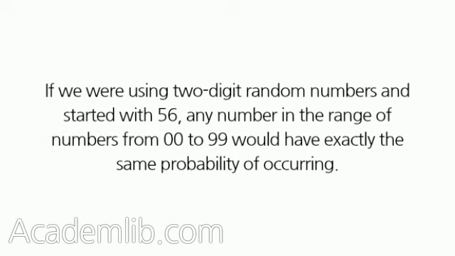If we were using two-digit random numbers and started with 56, any number in the range of numbers from 00 to 99 would have exactly the same probability of occurring.